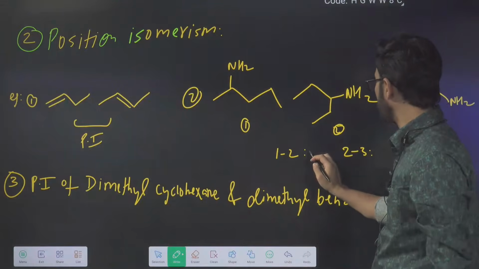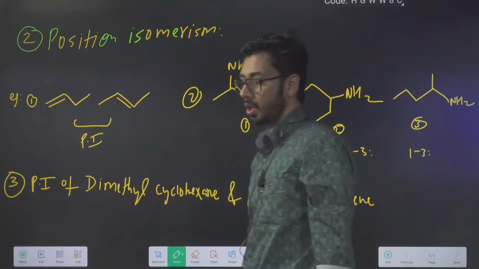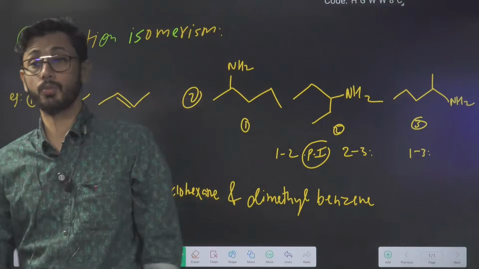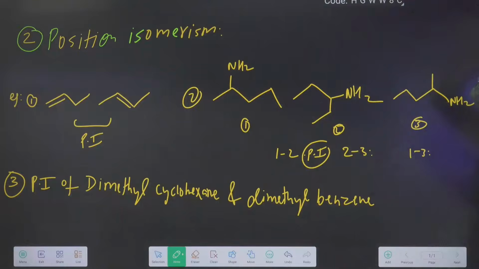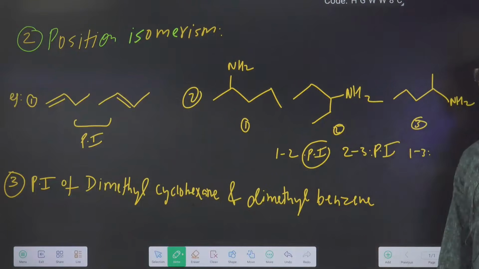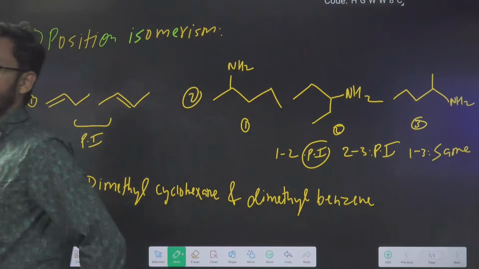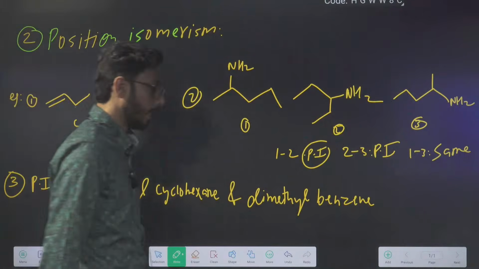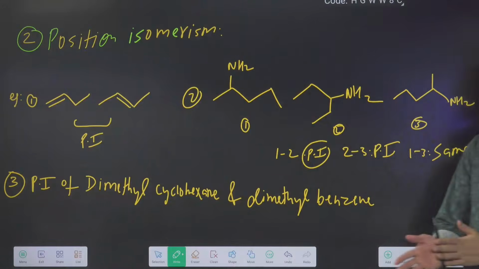1 and 2, they are position isomers. Why? On the parent chain of 5, the position of NH2 functional group is changing. Therefore, they are position isomers. If you go by 2 and 3, yes, it is again position. But what about the first and third? Very good. They are same only. 1 and 3 are same because both are pentane 2 amine.